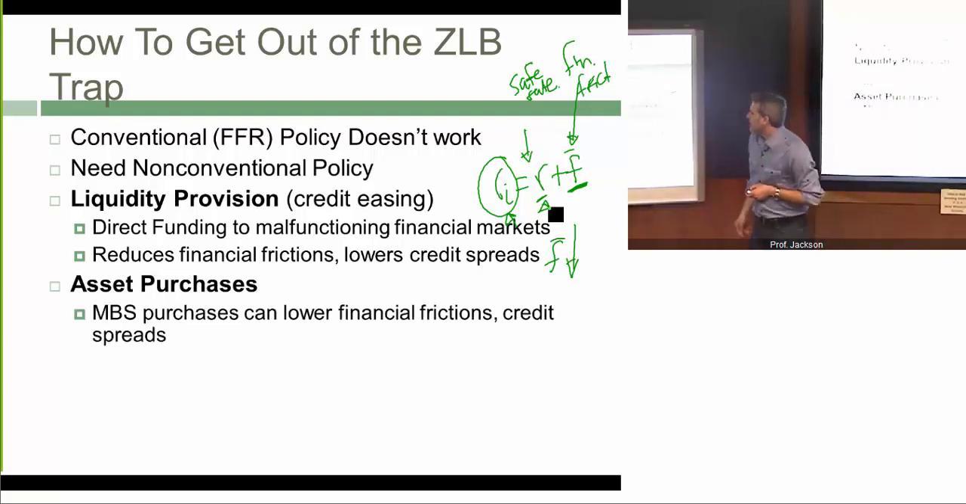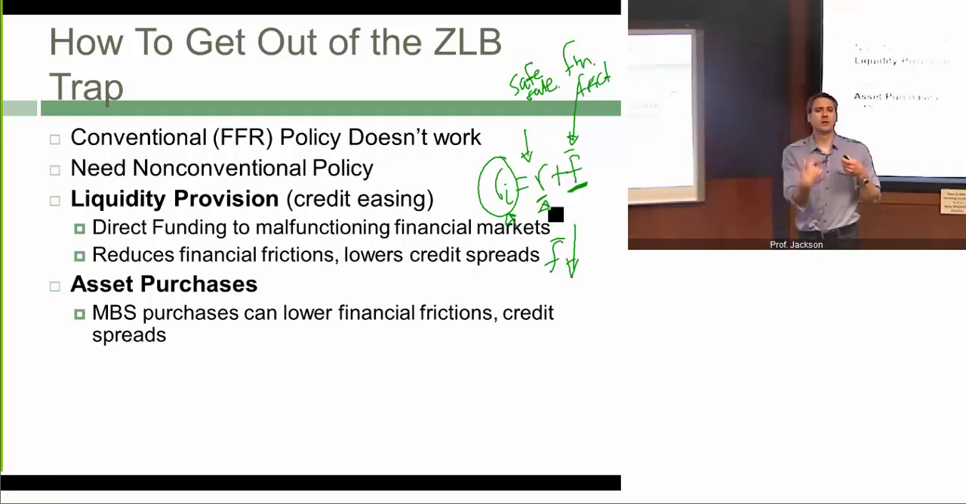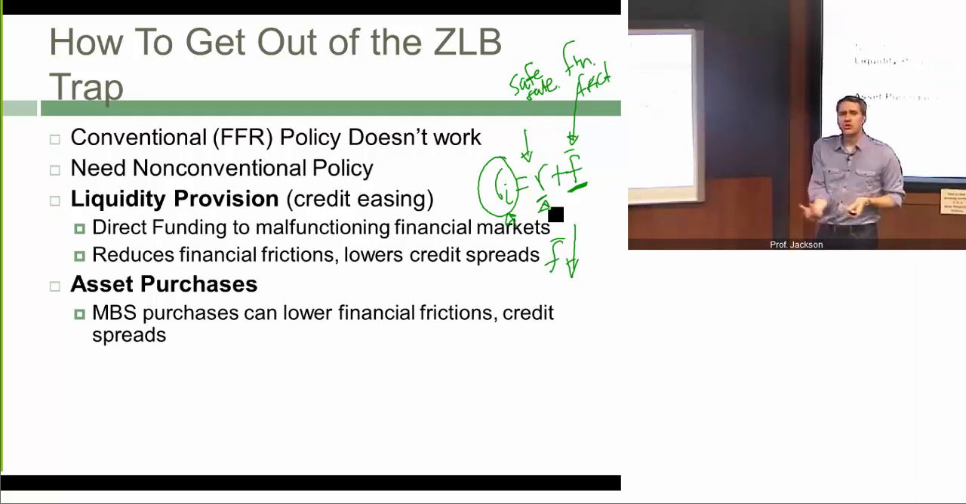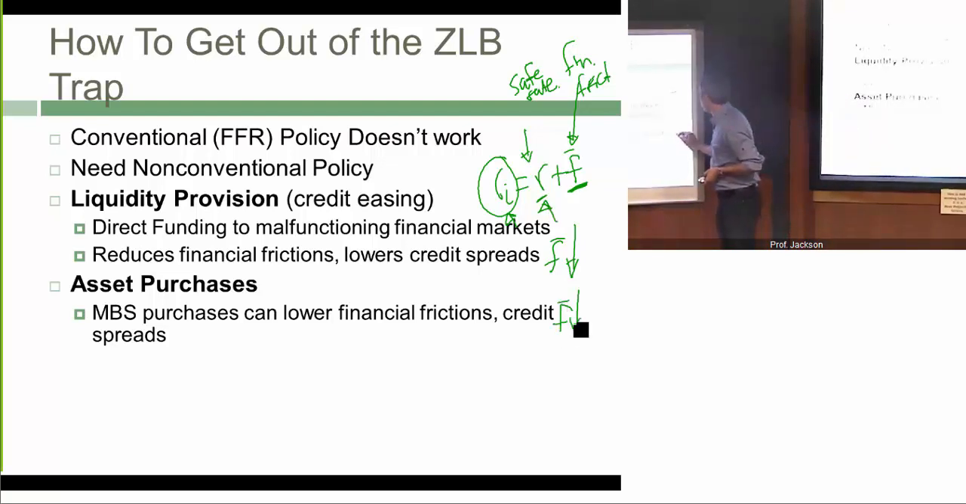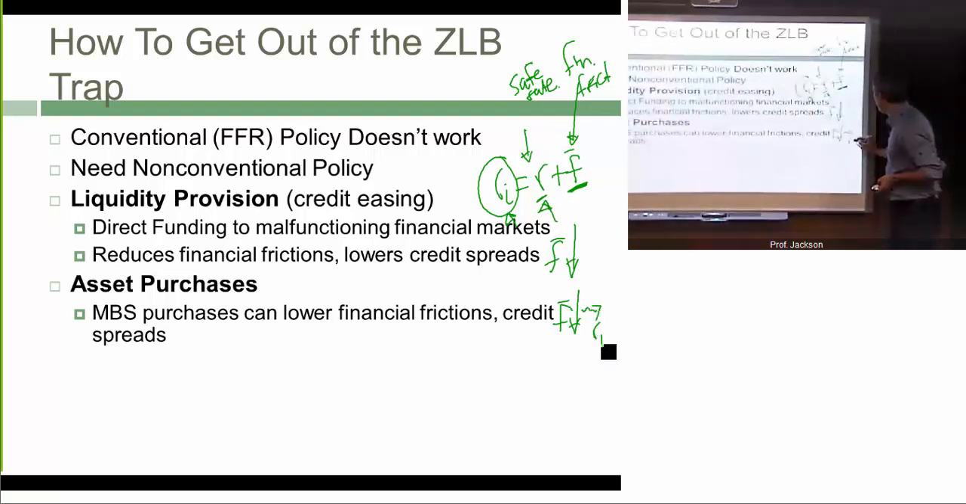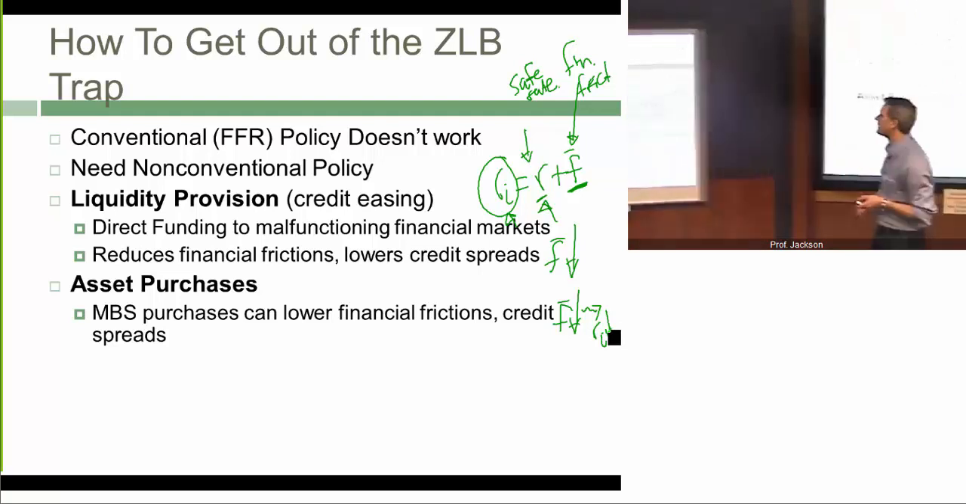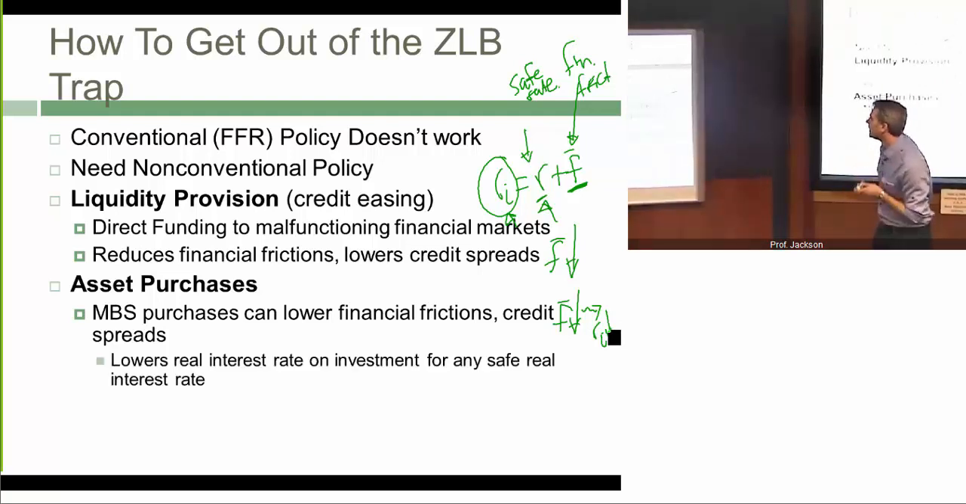And then the second type of non-conventional policy is what's referred to as asset purchases. We can think of this as the LSAPs, large-scale asset purchases that the Fed and many other central banks around the world have done recently. So, for instance, purchases of mortgage-backed securities and other agency debt can lower financial frictions and also lower credit spreads in the same way that I just mentioned. When you have a decline in F bar, that leads to a decline in the real interest rate on investments for any given safe interest rate.